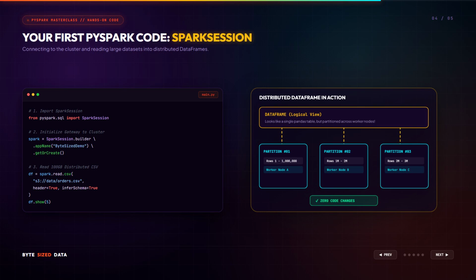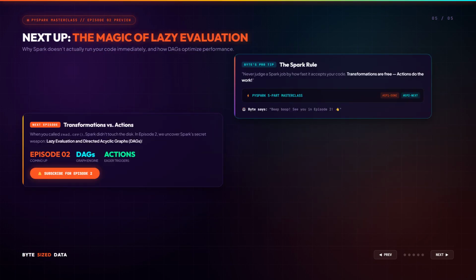Now look at the right side of the screen. To your Python code, a DataFrame feels just like a standard pandas table. But behind the scenes, Spark has automatically sliced that 100 gigabyte file into parallel partitions, distributing partition 1 to node A, partition 2 to node B, and partition 3 to node C without you writing a single line of networking code. And that is your first look inside the Spark engine.